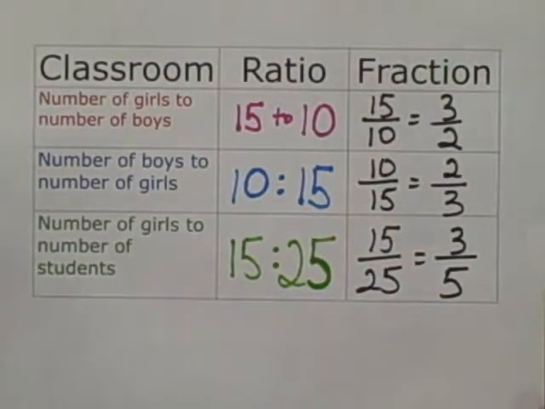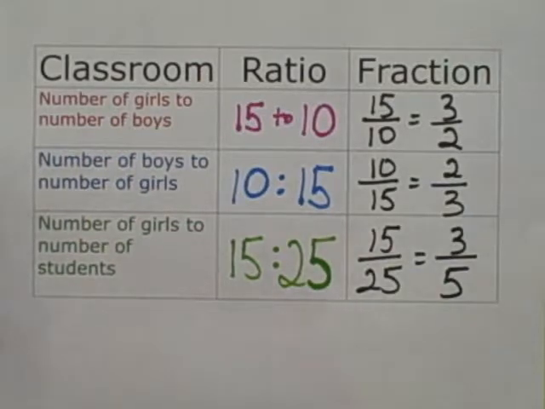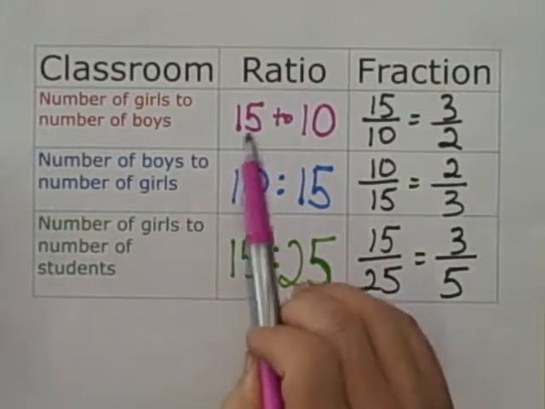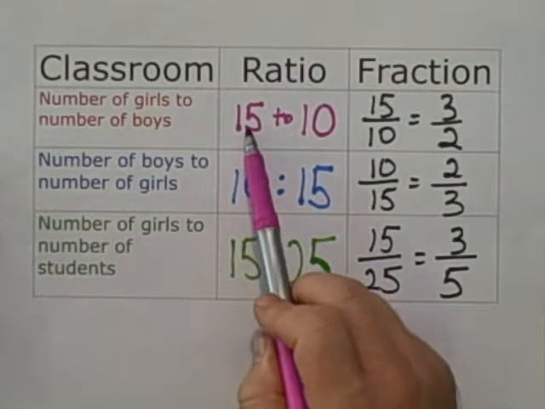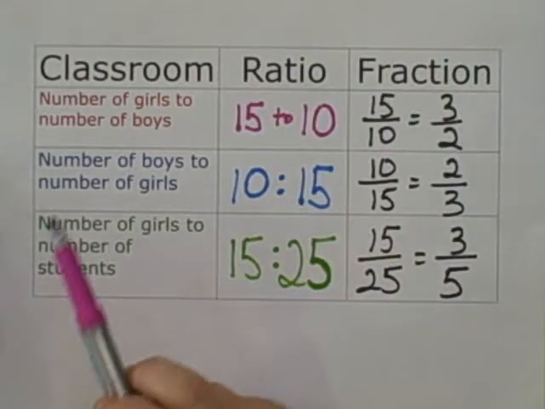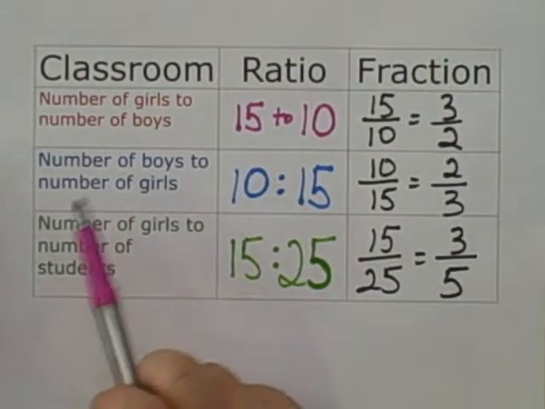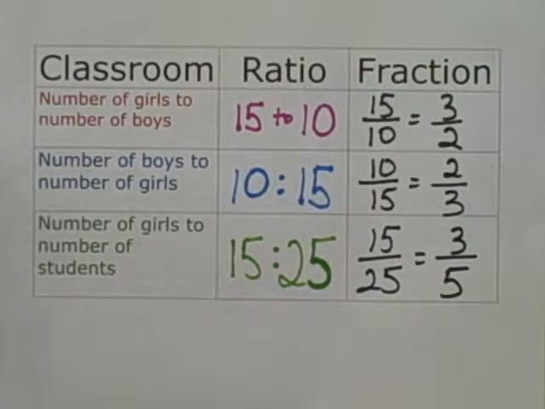Let's take a look at a couple statements here. These are all three ratios as well. This one is a classroom, and it asks specifically about the number of girls to the number of boys. And in this particular classroom, there are 15 girls and there are 10 boys. So we could write the ratio as 15 to 10. The opposite, the ratio of the number of boys to girls then would be 10 boys to 15 girls.